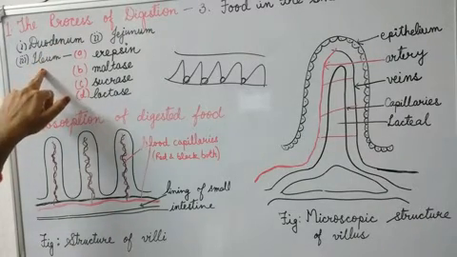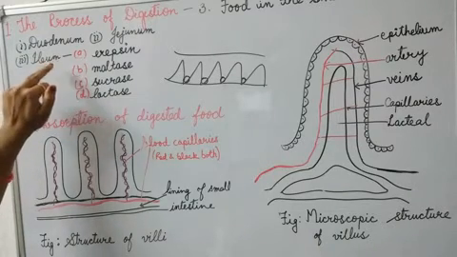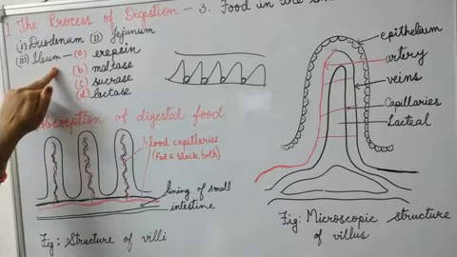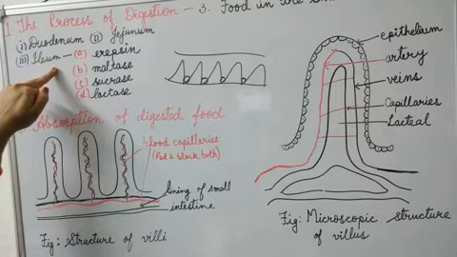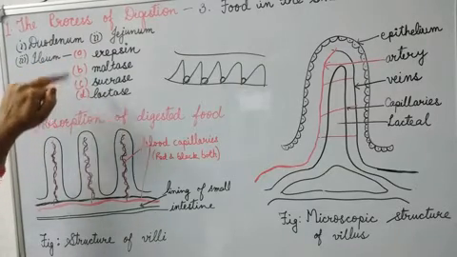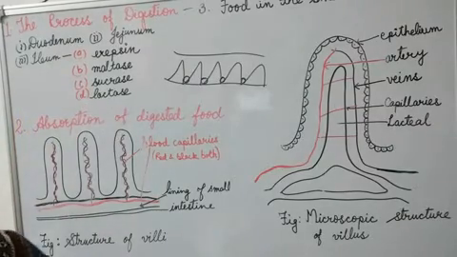So, we are going to start with the ileum in detail. Ileum is the longest part of the small intestine. It is a 4-meter long structure. It produces 4 kinds of enzymes: erepsin, maltase, sucrase and lactase.